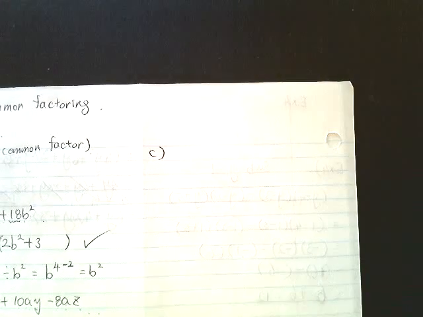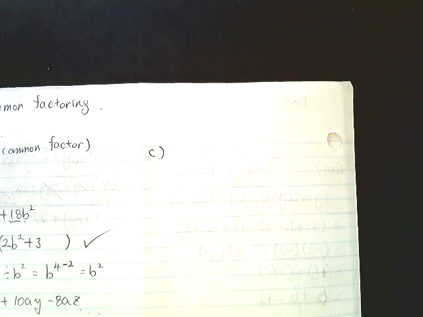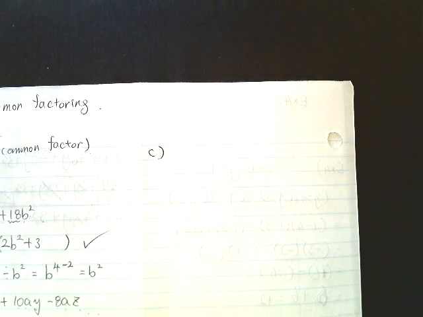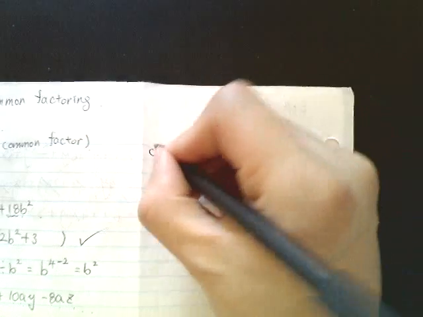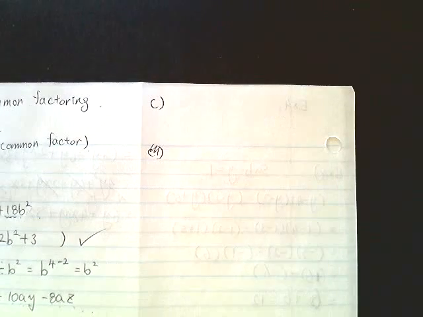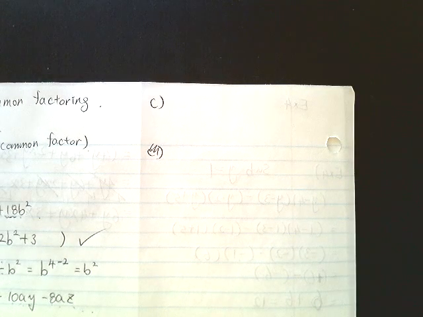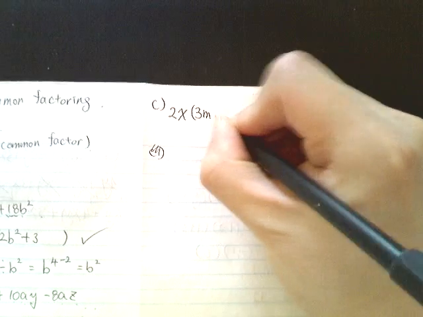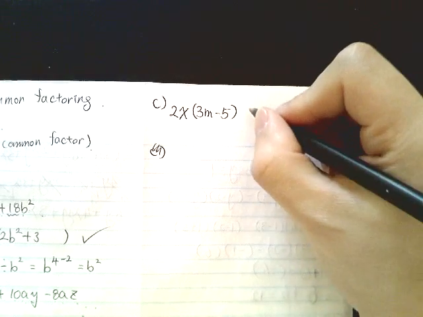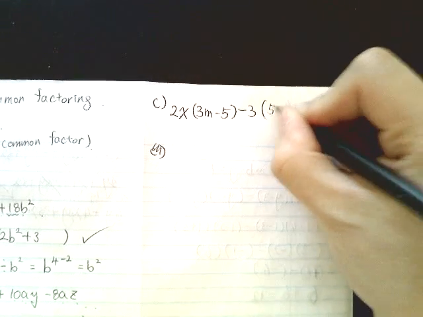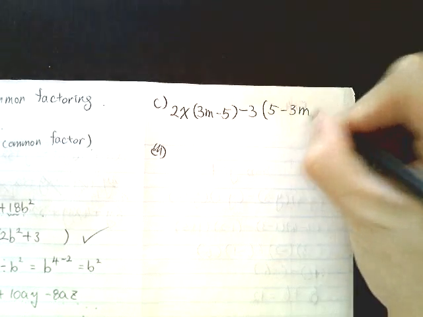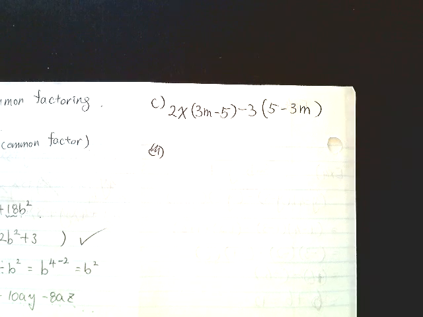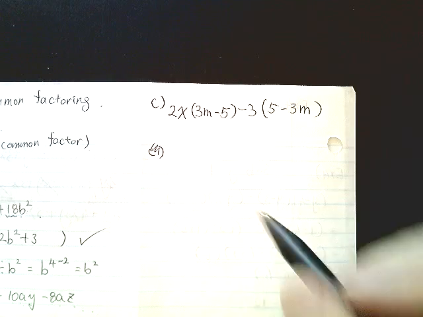Okay, let's take a look at C. I'm going to do this with you. So the C is 2x(3m minus 5) minus 3(5 minus 3m). Now this is a bit challenging. Okay, this is a bit challenging.